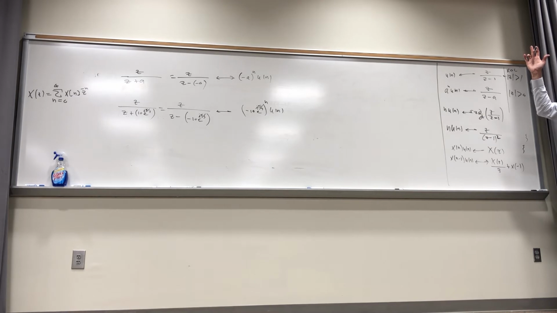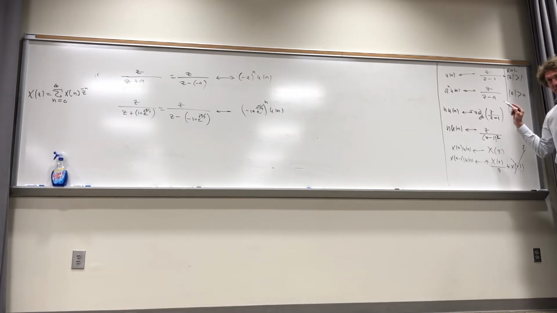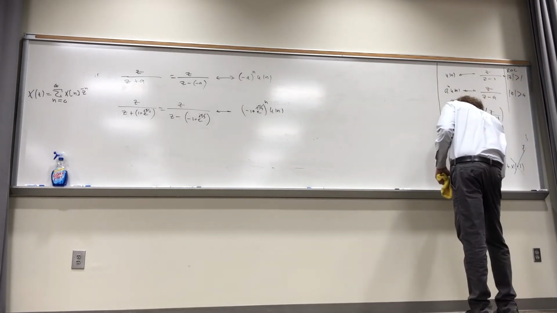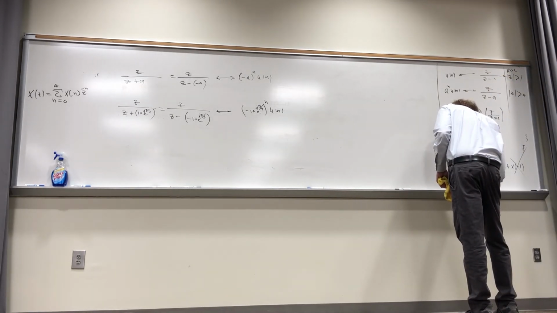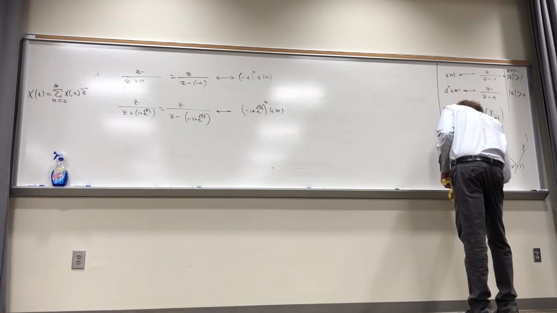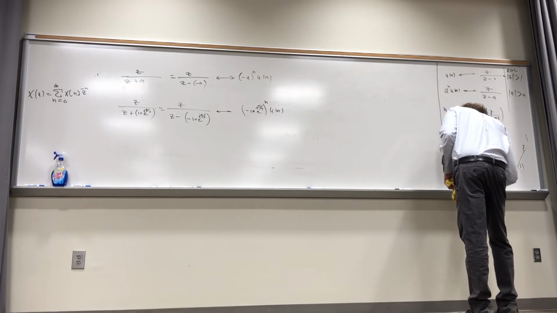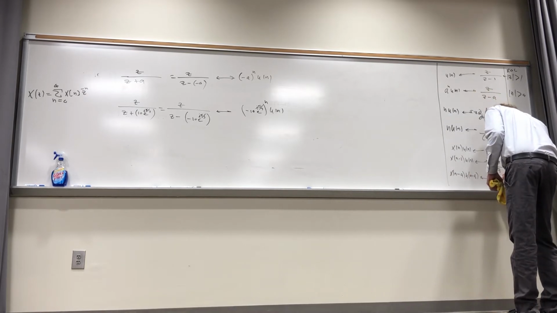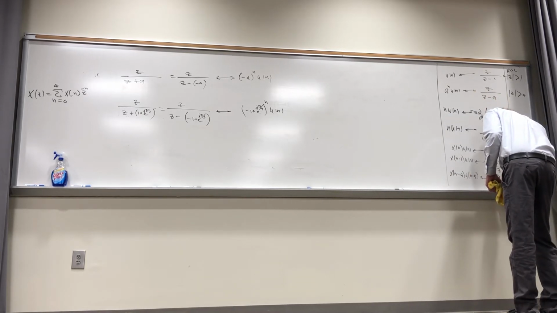Give me a show of hands. Now, depending on what x of n is, if x of n is 0 for all negative values, you can get rid of this. Are you with me on that, class? And a nice way to think about it: if you have x of n minus a times u of n minus a, that will transform to X of z over z to the a.